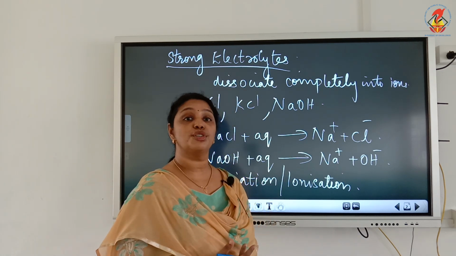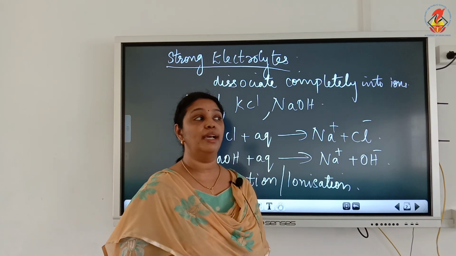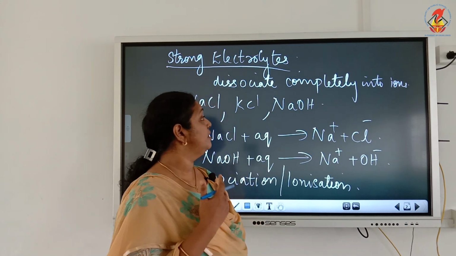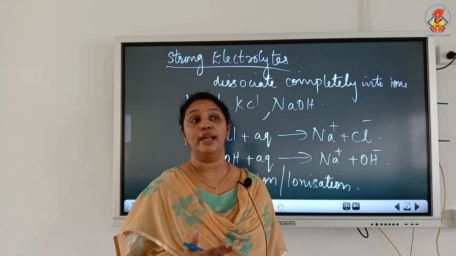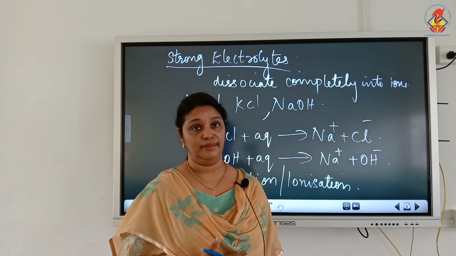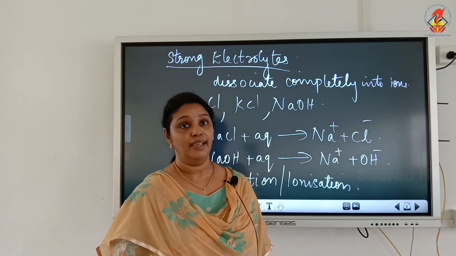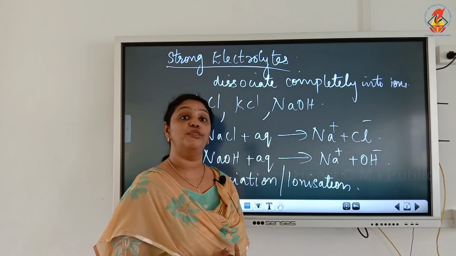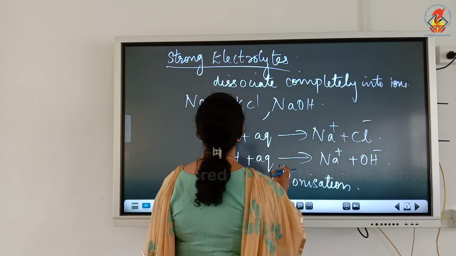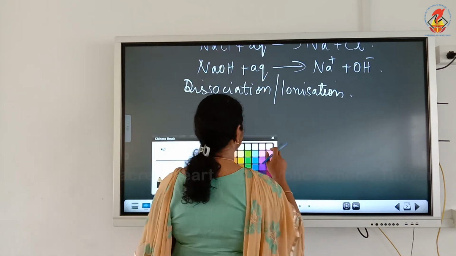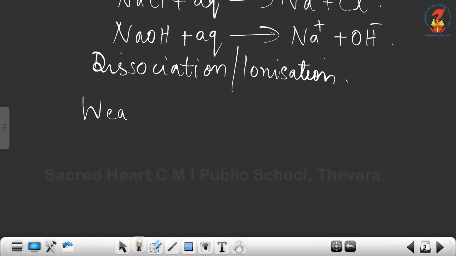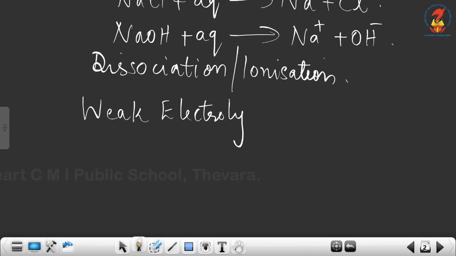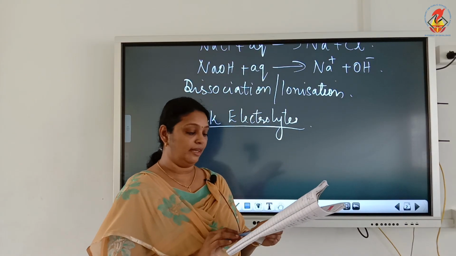So this is about strong electrolytes. What are strong electrolytes? Electrolytes which dissociate completely into ions in aqueous solution are strong electrolytes, and they are very good conductors of electricity. Now next, let's see about weak electrolytes. The second classification is weak electrolytes. Now, what are weak electrolytes?